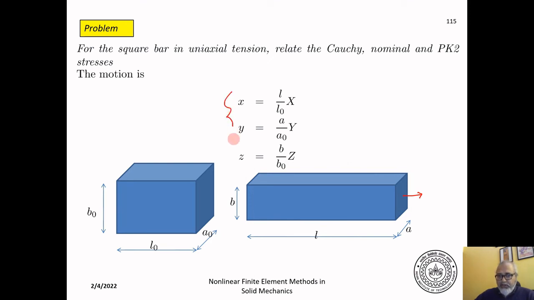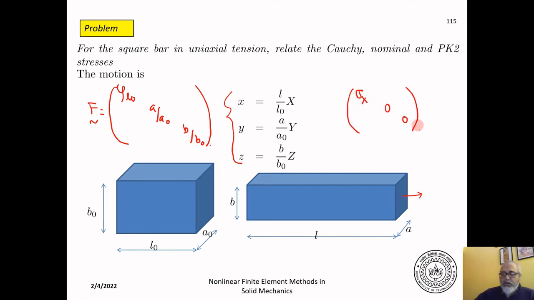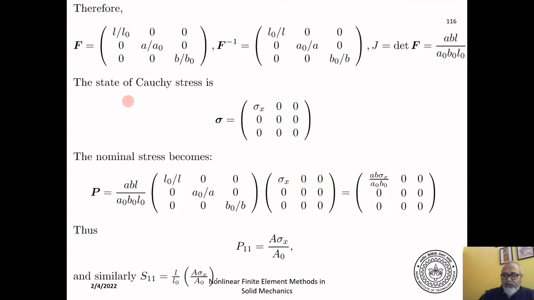This is the motion, and the F is easy to calculate, and the F is diagonal in this case. It is L by L naught, A by A naught, and B by B naught. Now, if I am doing this with a uniaxial stress, my Cauchy stress tensor is just sigma x, 0, 0 all over, and I will calculate the first PK stress for this situation. To do that, I have the F, I'll have to calculate F inverse, and the determinant of F. The Cauchy stress is this, and then I will use the formula simply to calculate my P, which turns out to be AB sigma x by A naught B naught.